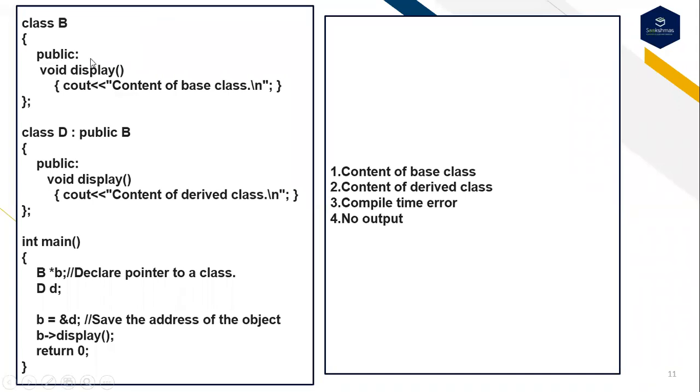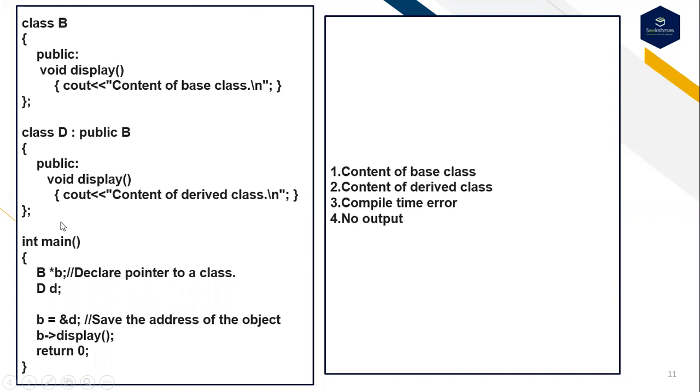This is the next question. This concept belongs to the early binding concept. This question also belongs to C++. Class B, and here we have a function called display. Here I'm trying to display content of the base class. And this is class D, public B, single inheritance concept. Here we have a function called display, but we are providing a different implementation in the derived class. Content of the derived class will be displayed on the screen.